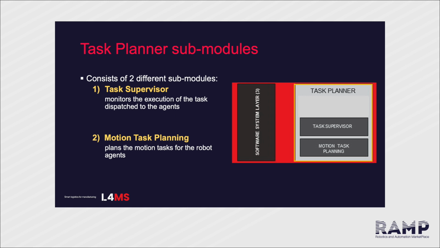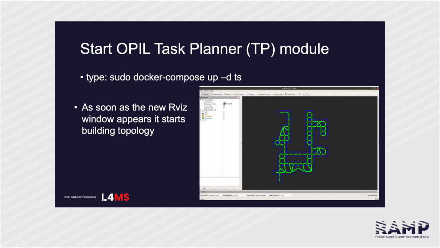The Task Supervisor monitors the execution of the task dispatched to the agents. The motion task planning is responsible for the organization of the motion tasks for the robot agents. In order to start working with TP, we have to type the following: sudo docker-compose up -d ts. And as soon as rviz appears, we can see that the system is building the topology of the floor plan.